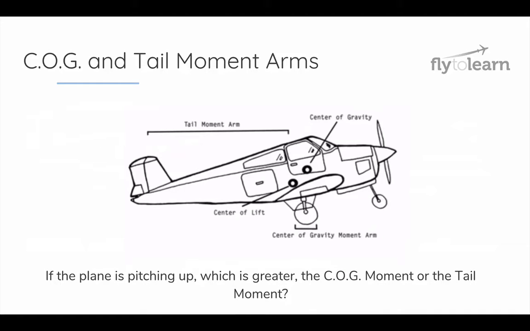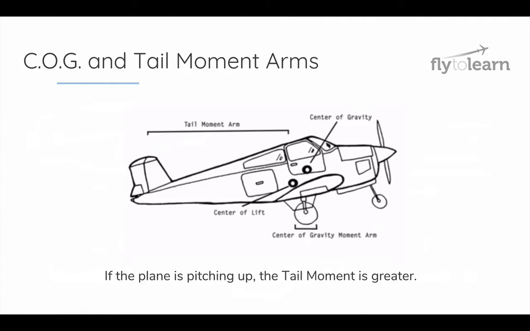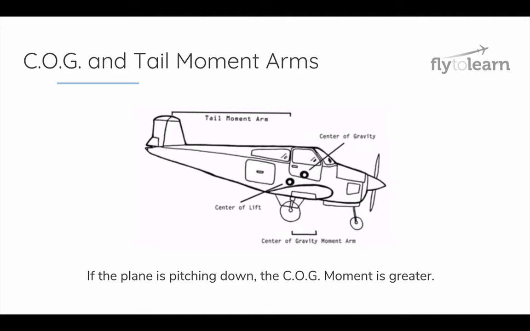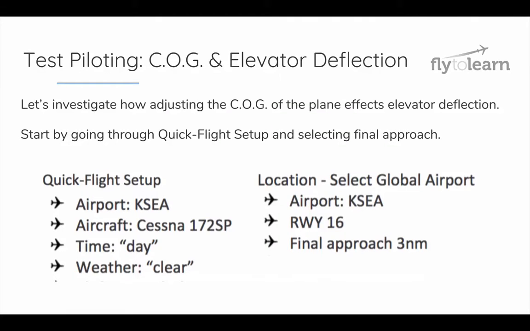If the plane is pitching up, which is greater, the COG moment or the tail moment? If the plane is pitching up, the tail moment is greater. If the plane is pitching down, logically, you should conclude then that the COG moment is greater. Let's investigate how adjusting the COG of the plane affects elevator deflection.